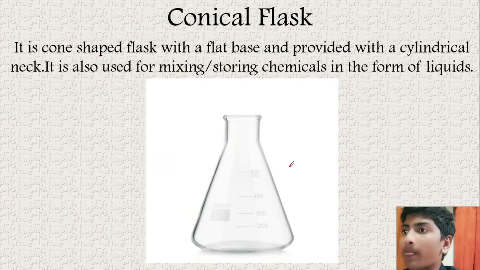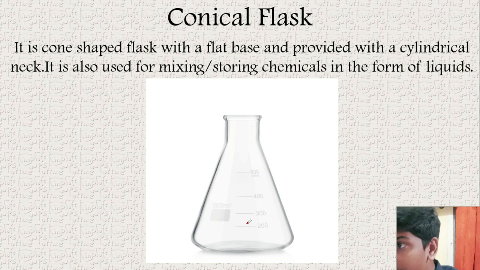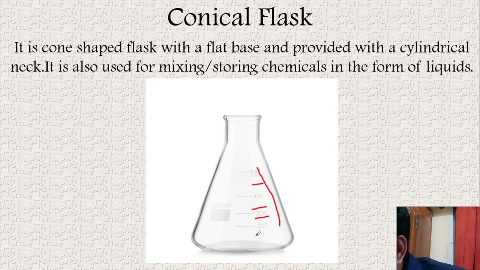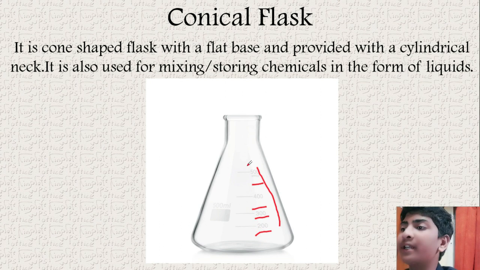Next, conical flask. It's a cone shaped flask with a flat base and provided with a cylinder neck. It's also used for mixing and storing chemicals in the form of liquid. This mainly has this measurement scale. See here, you can see, I think 500, 400, 300 and 200 ml. This is used mainly for the storage of chemicals with a fixed quantity.